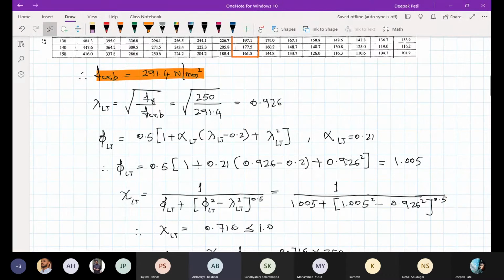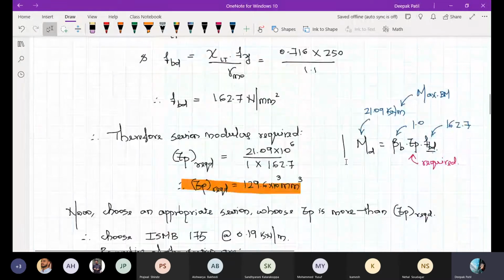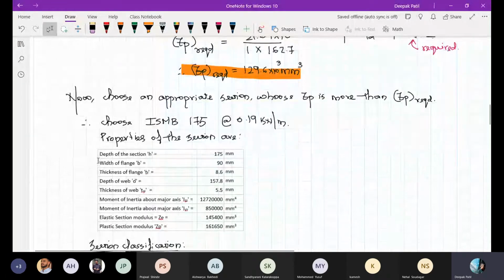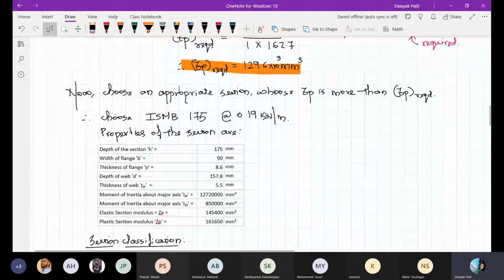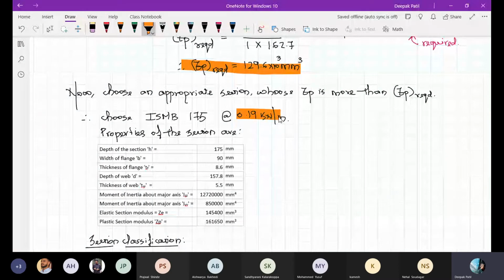Yes, sir. Okay. So once I do that, after seeing all the sections, I came to know that a beam called ISMB 175, at the rate of 0.19 kilonewton per meter. This value indicates the weight of this beam per meter length. So I came to know that section ISMB 175 has a plastic section modulus more than the required 129.6 into 10 raised to 3. You can just see here, the plastic section modulus of this is 161.65 into 10 raised to 3 mm cube, which is more than 129.6 into 10 raised to 3 mm cube.